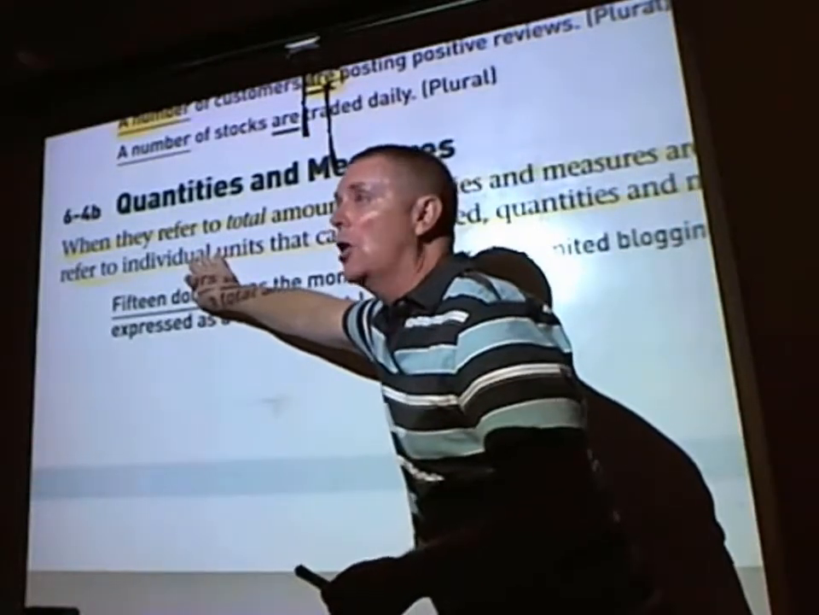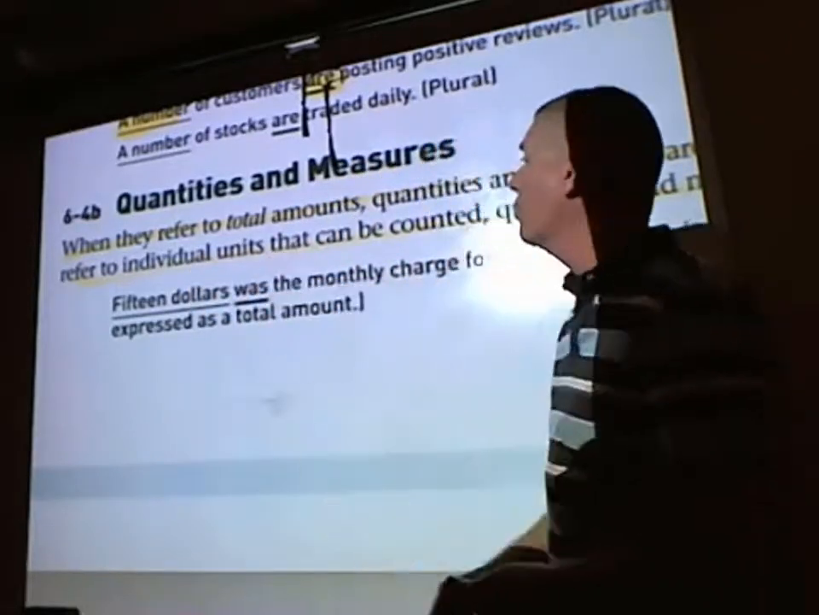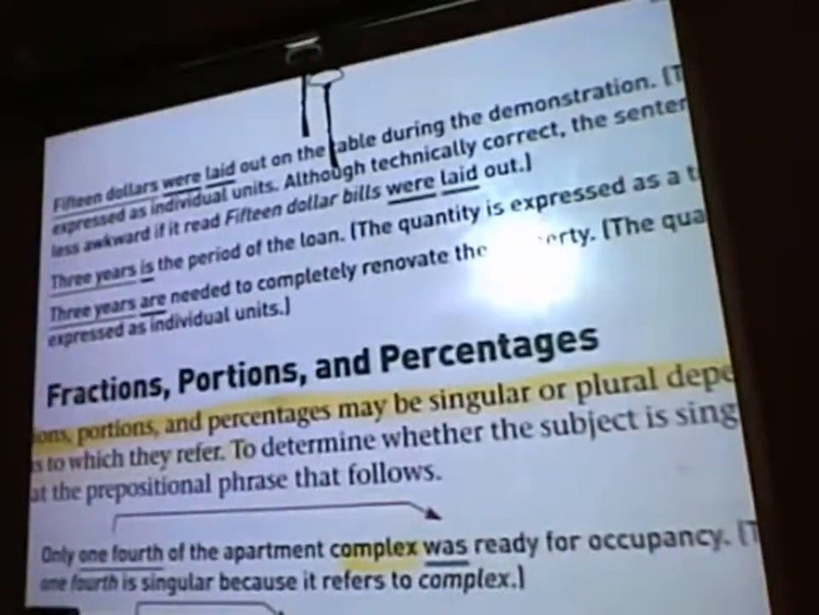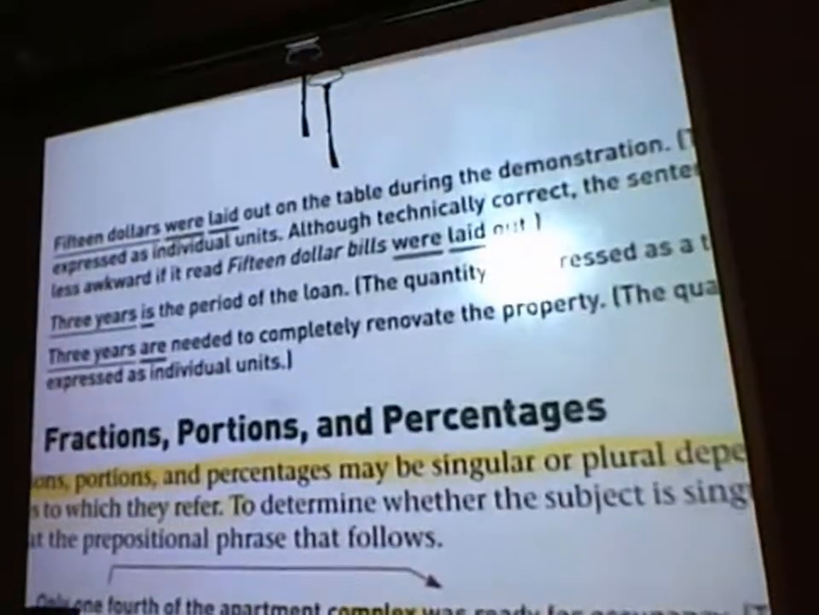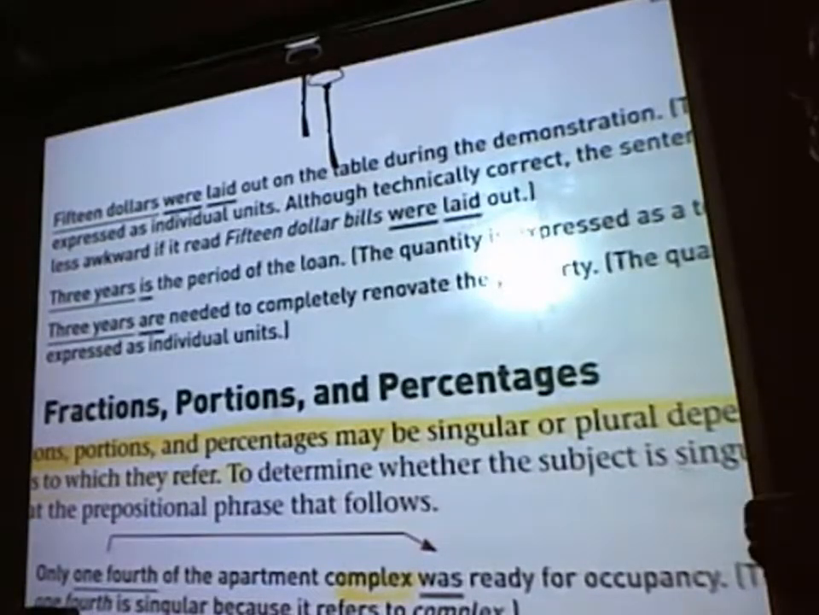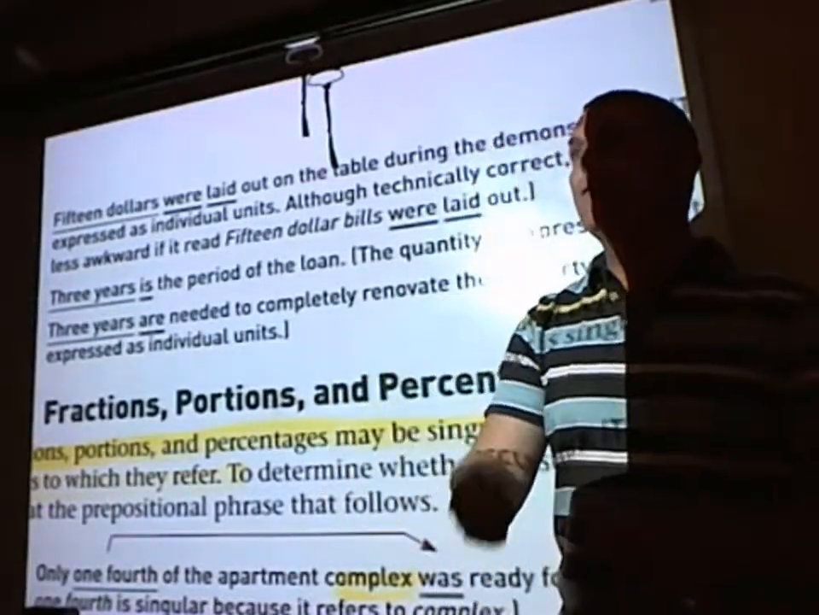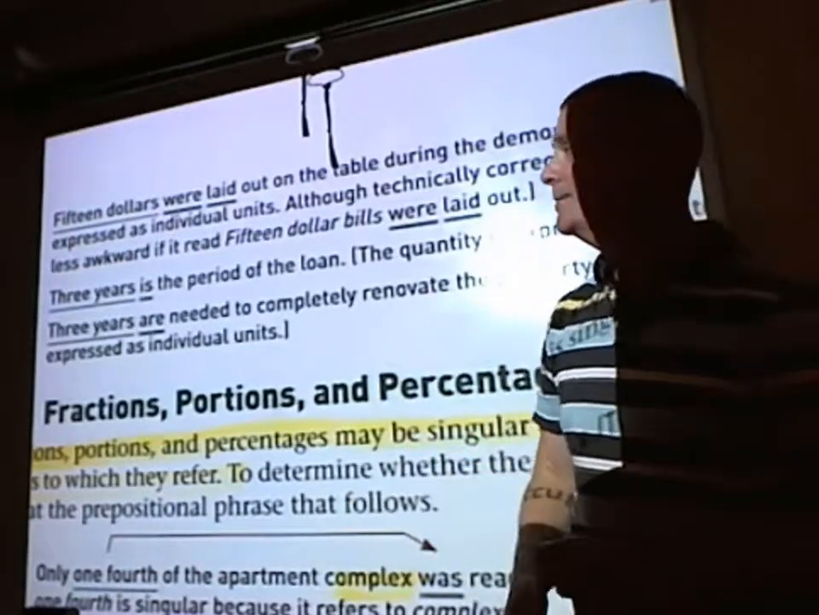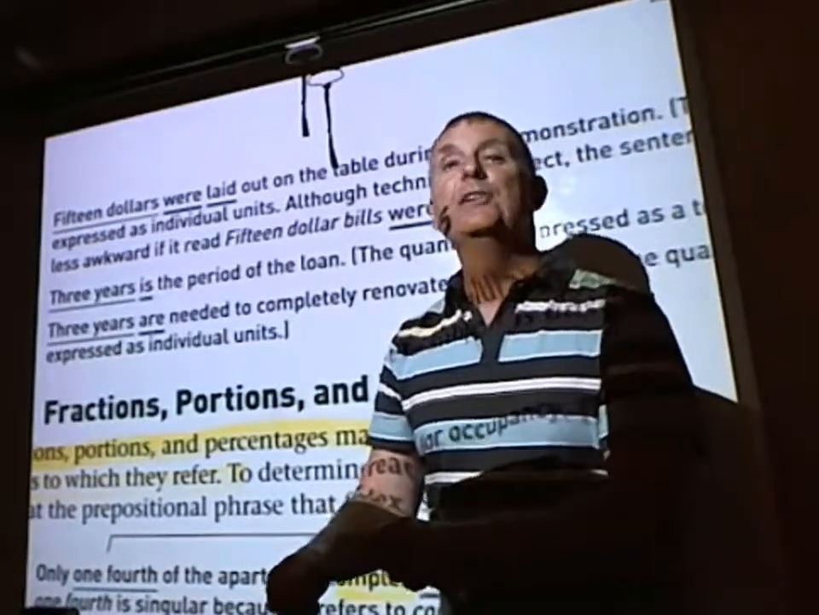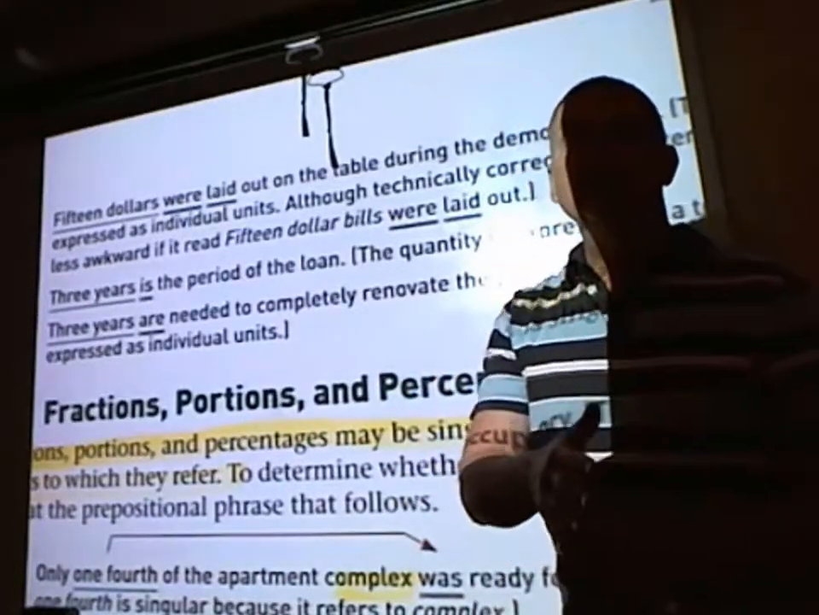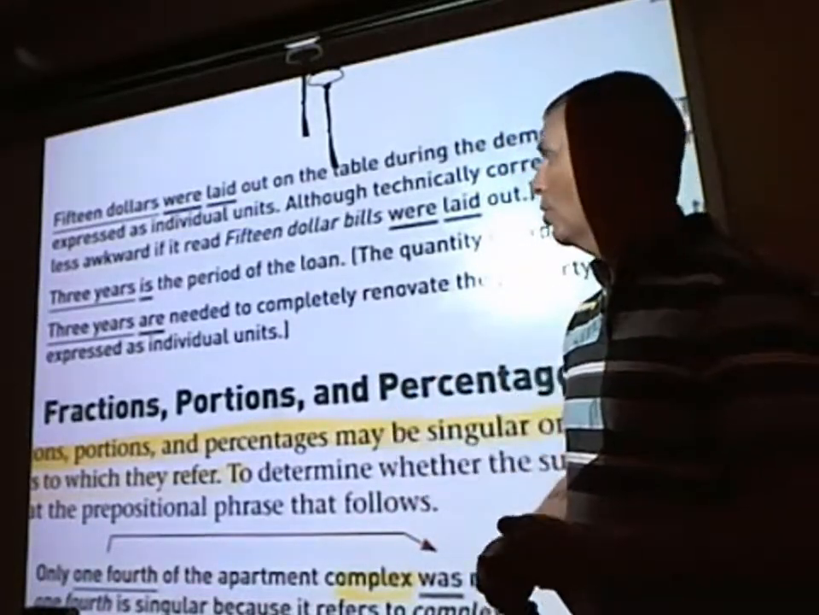On the next page, $15 were laid out on the table during the demonstration. That's like 15 single dollar bills. 1, 2, 3, 4, 5, 6, all the way up to 15. Each individual bill is being laid out. So $15 is being used as a plural subject in this case, so we need a plural verb, were. It would probably be less awkward if it read $15 bills were laid out, since that's what it's meaning.